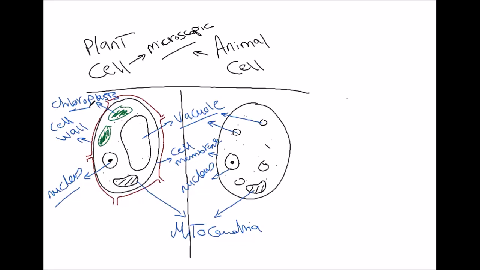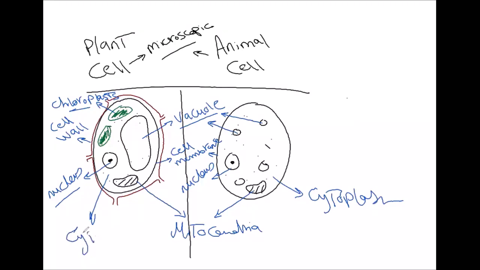The last thing that is found in both plant cell and animal cell is the cytoplasm, which is the jelly-like liquid that keeps the cell healthy.